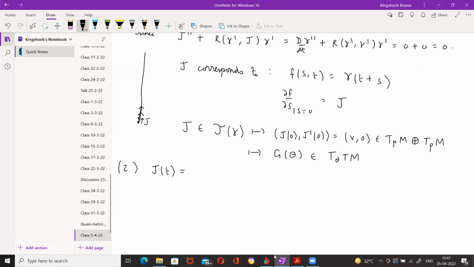So first, let me write down what the variation would be. F of s, t. If I keep the foot the same and I increase the velocity, what am I doing? I'm just changing time along the geodesic, right? It means I'm multiplying time by s. It would be gamma of st. Do you understand? Right?